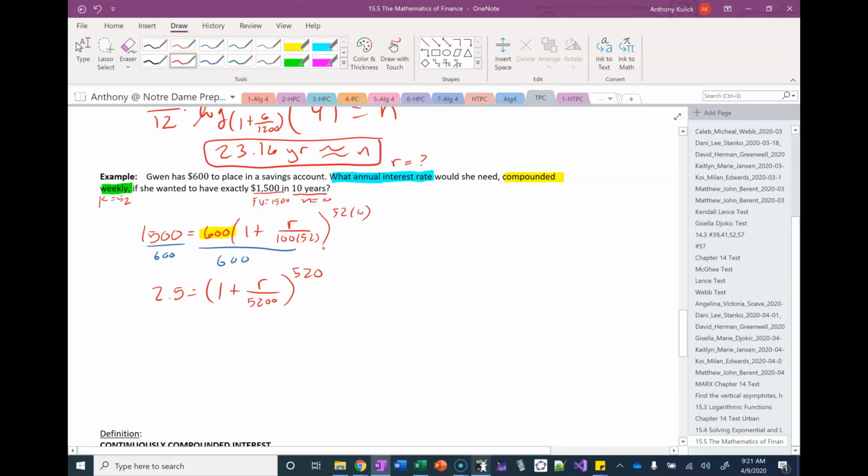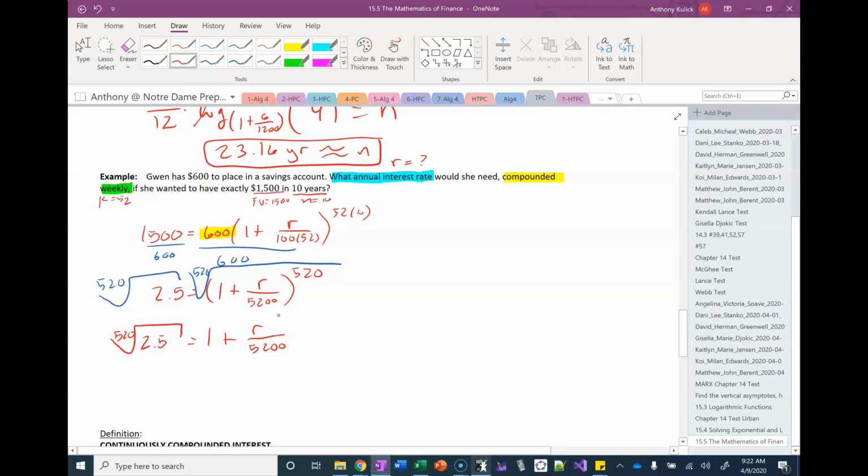So now, to get at that r, we have to cancel out this exponent. So what cancels out an exponent? Well, a radical. So which radical should I use in this case? The 520th root. So that's what I'm going to do to both sides. And again, I could get a decimal for the 520th root of 2.5, but I don't really care. The calculator will handle that in a moment.